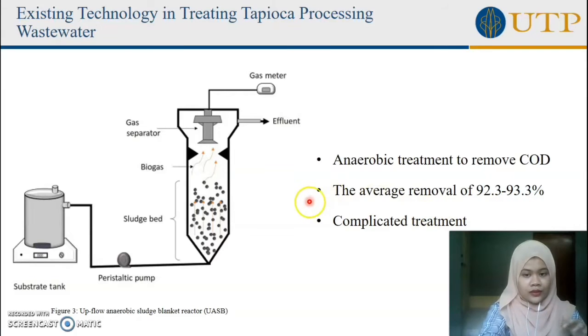Somehow, this reactor is also deemed to be complicated. This is because this reactor cannot withstand the high level of suspended solids present in the tapioca processing wastewater. To use this reactor, the suspended solids need to be lessened first, and it can be done by using the anaerobic filter, or AF. That's why the whole treatment is not user friendly, and it will cost the business owners a lot, as it needs 2 kinds of reactors to proceed with the COD removal.